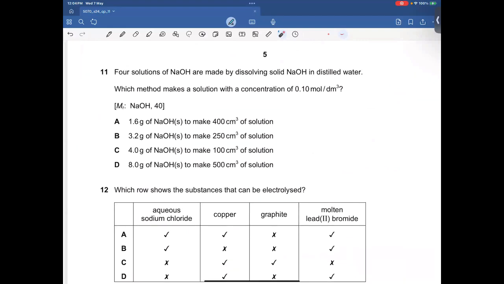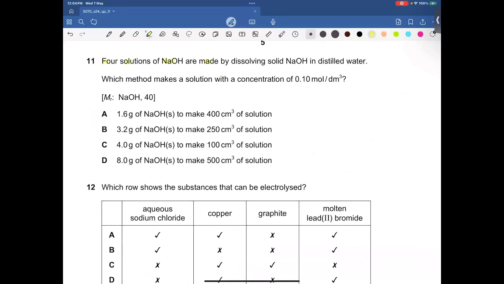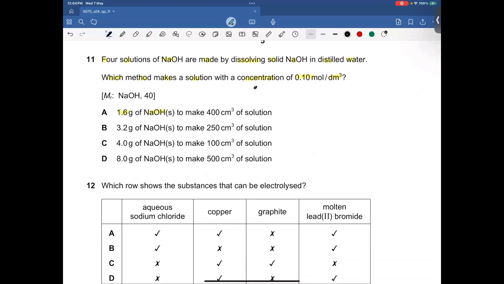Oh God, another calculation. 4 solutions of NaOH are made by dissolving solid NaOH in distilled water. Which method makes a solution with a concentration of 0.1 mole per dm cube? So this is 1.6 gram of NaOH. So first of all, get the moles of NaOH. So 1.6 divided by 40, which is the MR of NaOH. So I'll get the moles. 1.6 divided by 40 is basically 0.04 moles. अब ये जो moles आपने calculate किए हैं, ये technically is 400 cm cube में है.